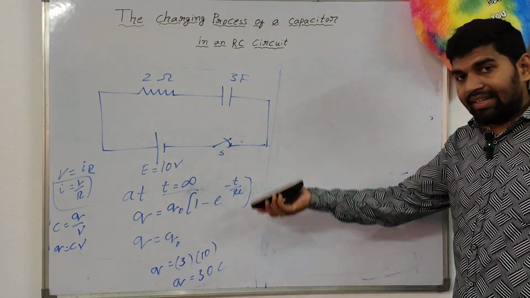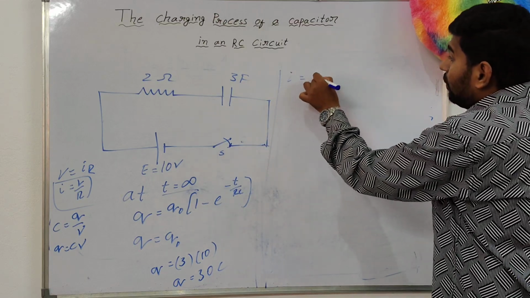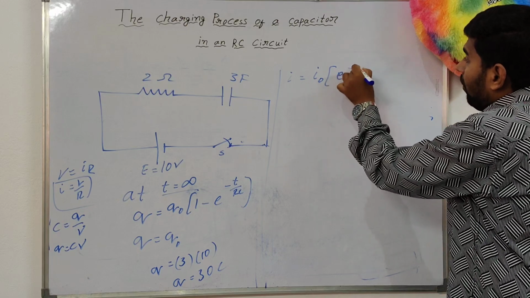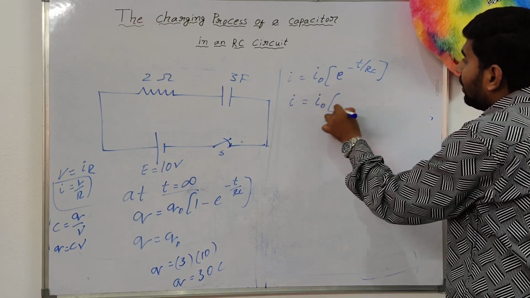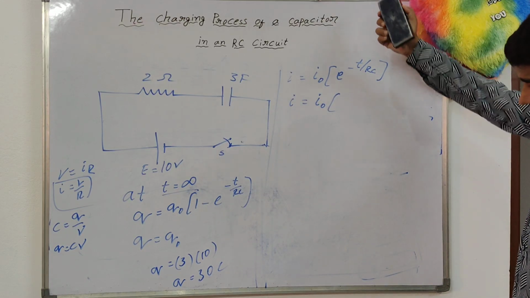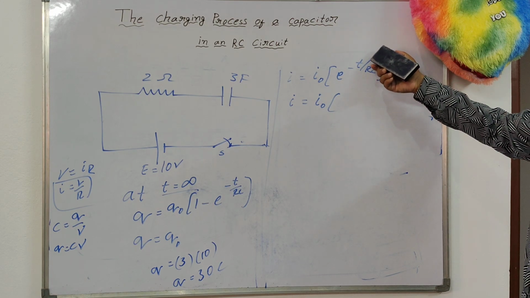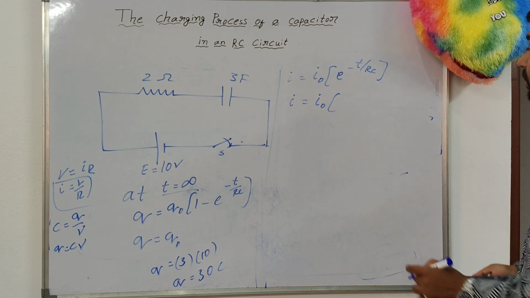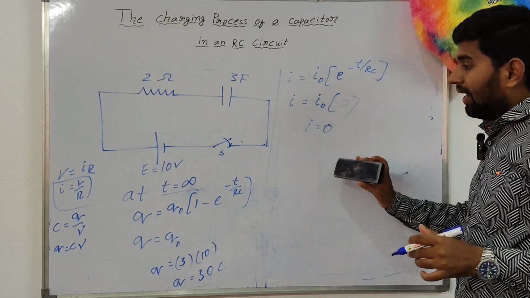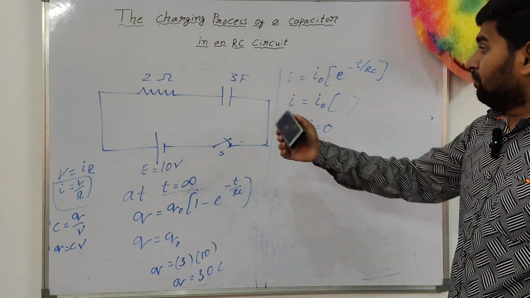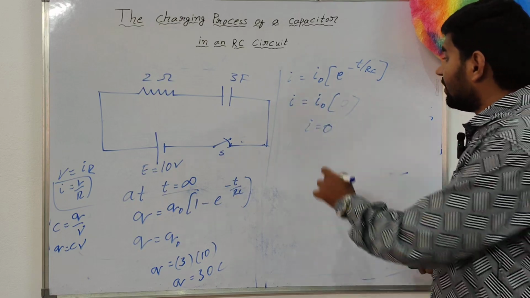In the same way, from 0 to infinity, the charge increases. What about the current? I is equal to I naught into e power minus t by RC. Here, instead of t you can write infinity. What will happen? E power 0 is equal to 1, e power minus infinity is equal to 0. It will become I is equal to 0. If you observe, at t is equal to infinity, the capacitor is acting as an open circuit, there is no current flowing through the circuit, I is equal to 0.